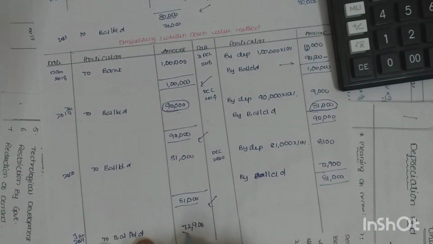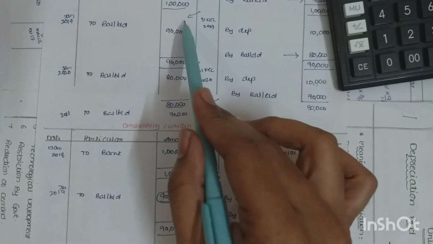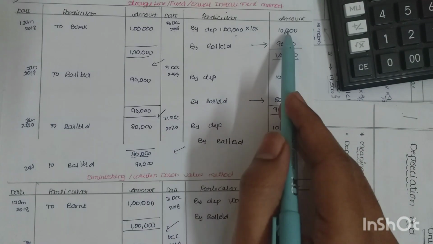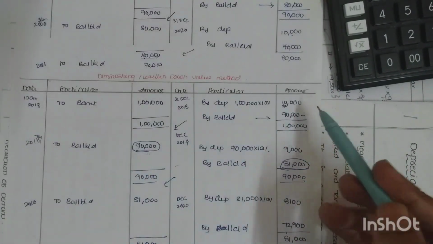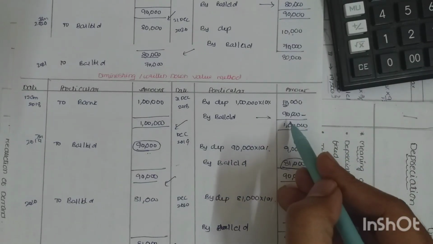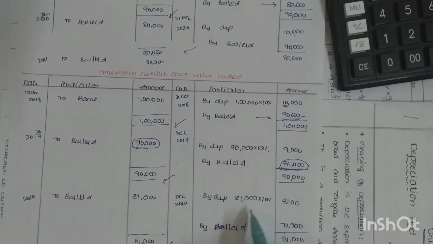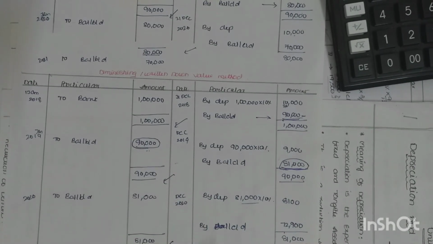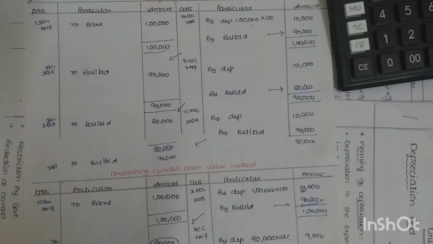But what is the balance we got? 72,900. But under the straight line method we got 70,000. So what is the difference? Under the straight line method, once we calculate depreciation, the same amount is deducted every year. But under the diminishing balance method, every year you have to calculate on the balance amount. See, here also the balance amount we have calculated, and again on this balance we have to calculate the depreciation amount. Okay, hope you understood. Next we will do one long problem.